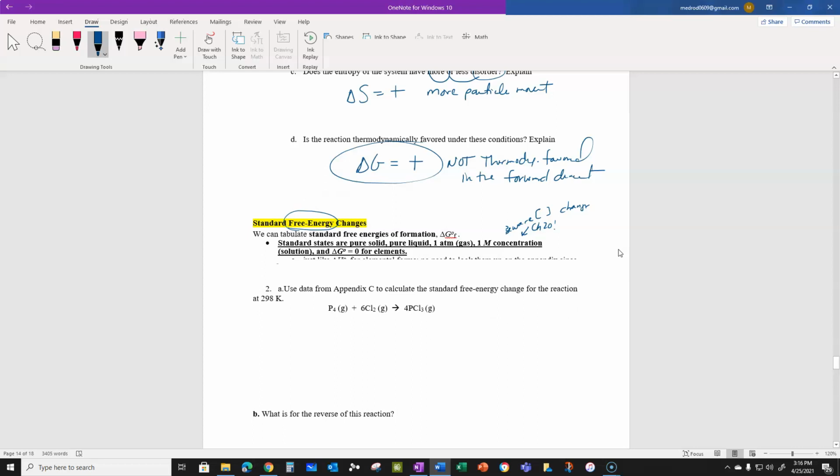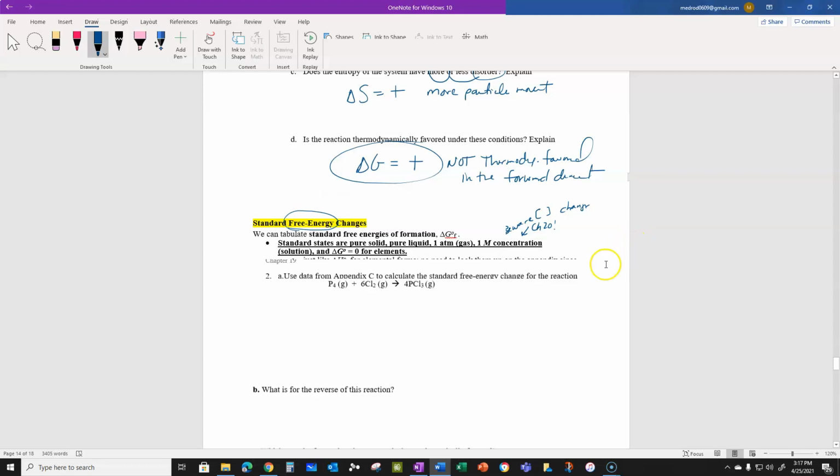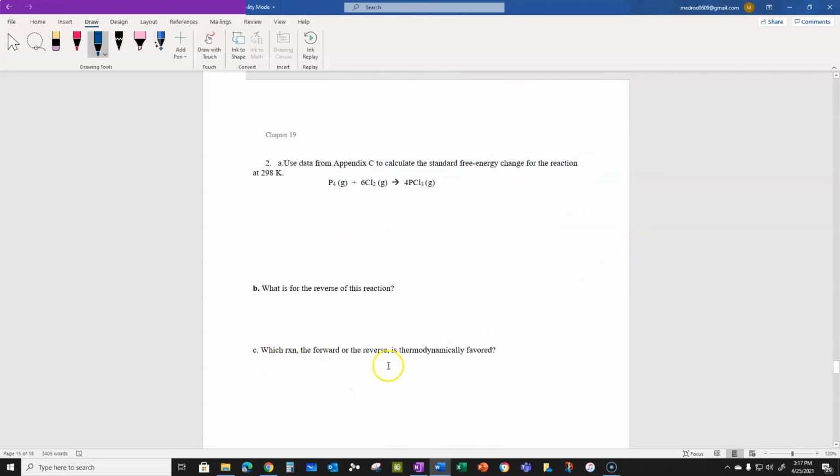I gave you an equation right here. Use the data from Appendix C to calculate the standard free energy change for the reaction. What is the delta G of the reverse of this reaction? Which direction is thermodynamically favored, the forward or the reverse? So first, I give you an equation, and I usually write my little delta G symbol, so that way I can get some values.